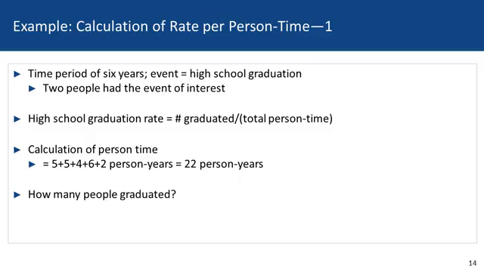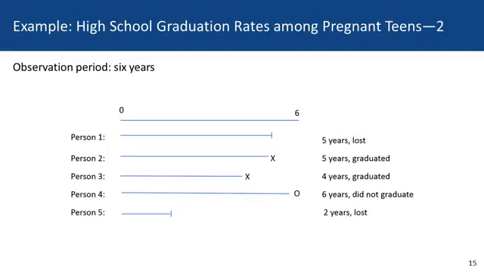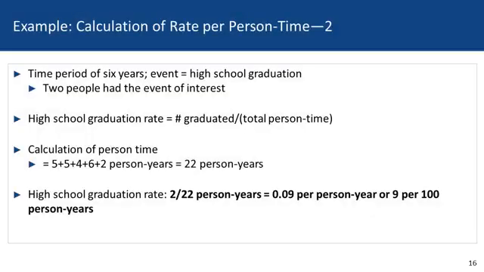Given this information, let's take a moment to reconsider our graphical depiction to make sure that you understand where each of these numbers comes from. You can see in this both the amount of time that was contributed by each individual for the person time denominator, as well as the numerator events of graduation. So coming back to our example, we have 22 person years total contribution, and we have 2 people that graduated. So our high school graduation rate is 2 out of 22 person years, or 0.09 per person year, or 9 per 100 person years.